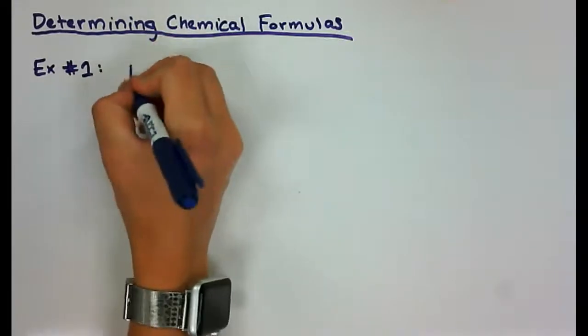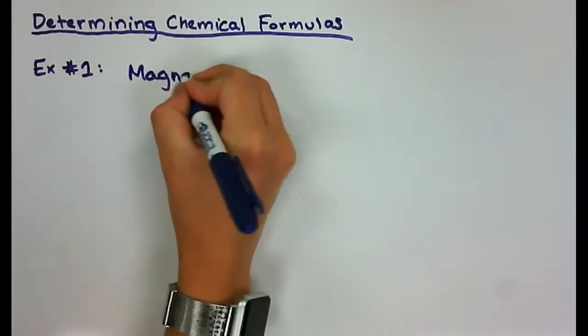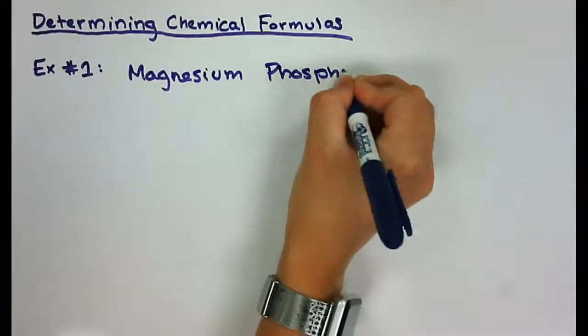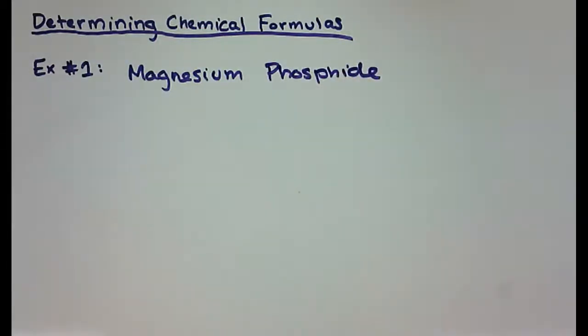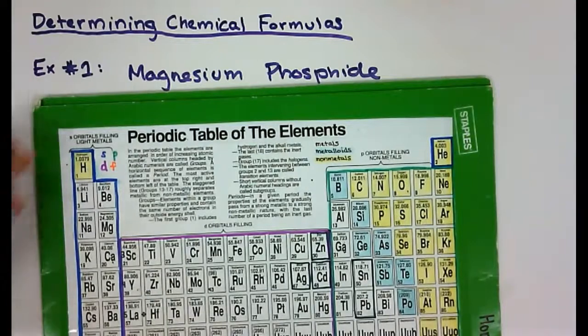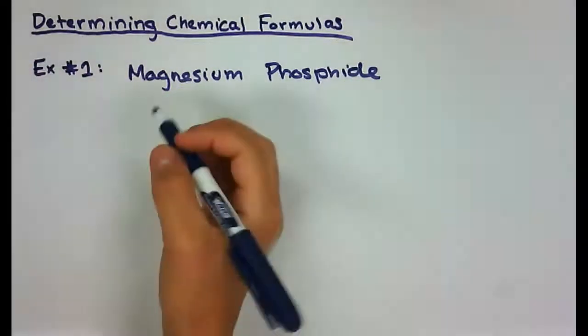Magnesium phosphide. It's first important to figure out what kind of compound we have here, whether it's going to be an ionic compound or a covalent compound. The quickest way to know that something is an ionic compound is to determine whether or not it contains a metal. If we look at our periodic table, we can note that magnesium is a main group metal. So this is going to be an ionic compound.